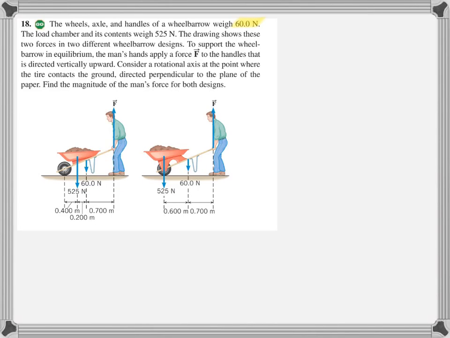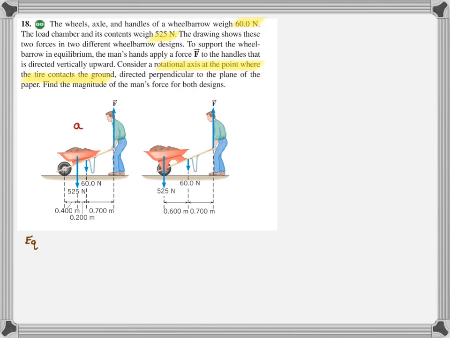Okay. In number 18, we have two different wheelbarrows, pretty much lifting the same load, and we're trying to figure out what the force that the person exerts on the wheelbarrow has to be. Now, there are two different wheelbarrow designs that distribute the load differently, and we're going to see if there's actually a change, which we're going to realize there is. There's one more efficient wheelbarrow than the other. So we have, let's call this wheelbarrow A and wheelbarrow B.